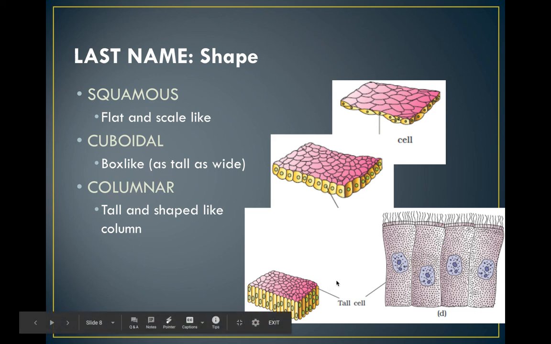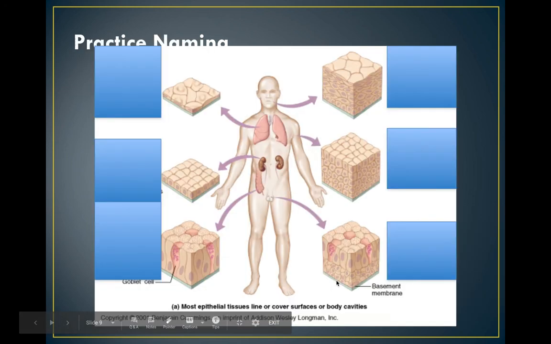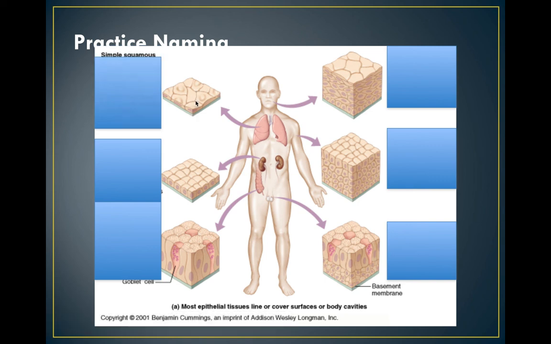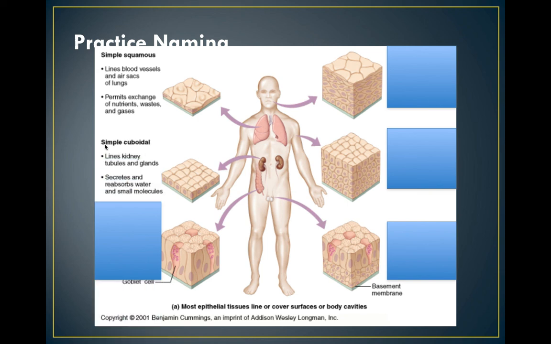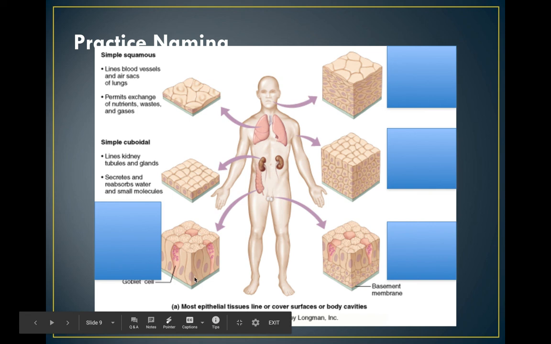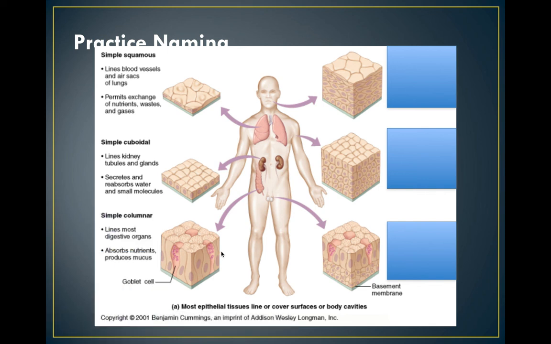If we put all of that together, we can start to name some tissue. In practicing naming, this one is one layer thick, flat cells. What are these? Simple squamous. If we look at this one, cube or box-like, one layer thick, simple cuboidal. Down here, kind of funny shaped, but column cells taller than they are wide, just one layer, simple columnar.